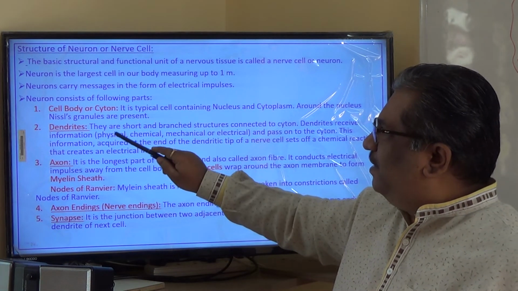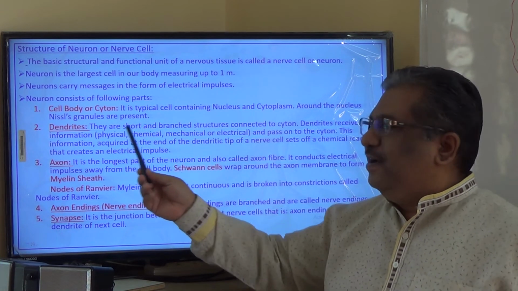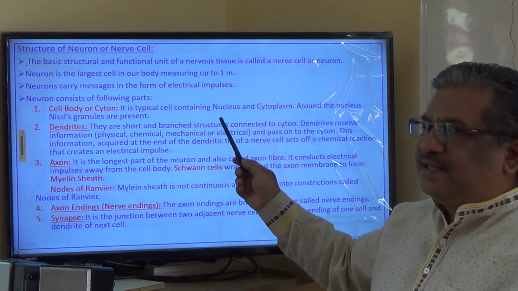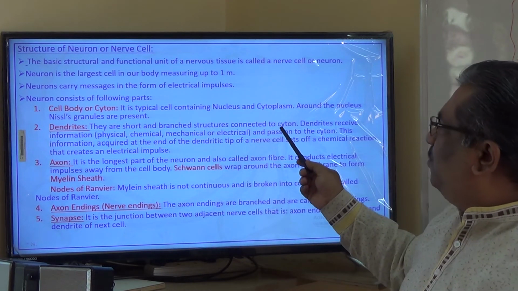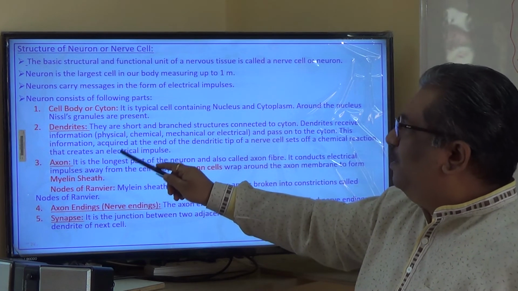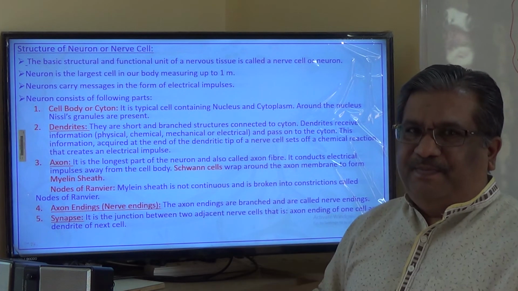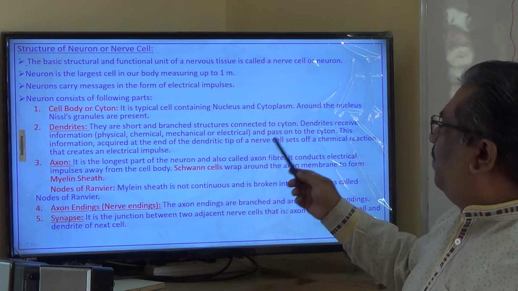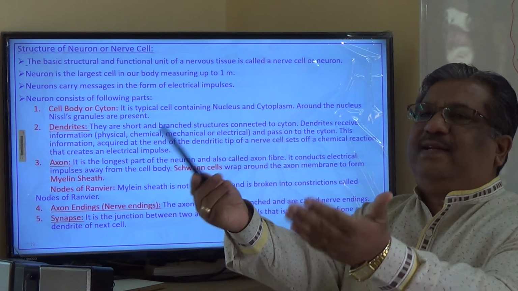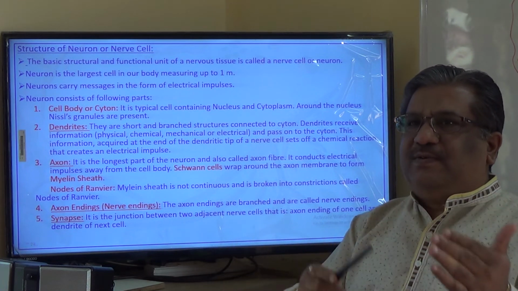And dendrites, they are short and branched structures. Yes, here it is defined. How do these dendrites look like? Those are the short and branched structures connected to the cell body. Dendrites receive information, physical, chemical, mechanical or electrical, any kind of information. They receive information and pass it on to the cell body. So dendrites basically collect information and that information is passed on to the cell body.